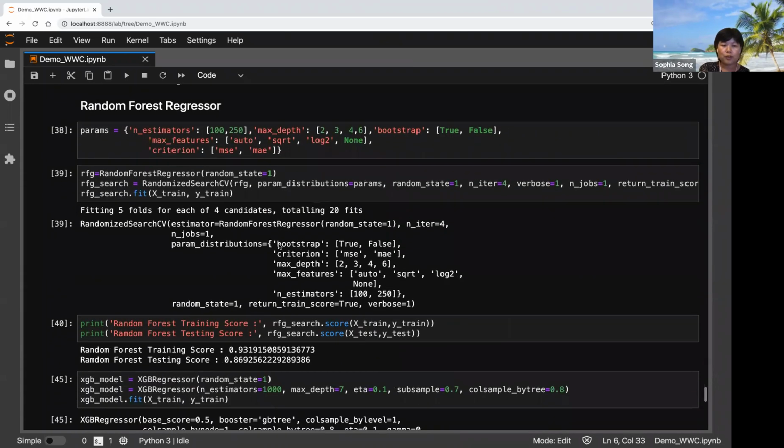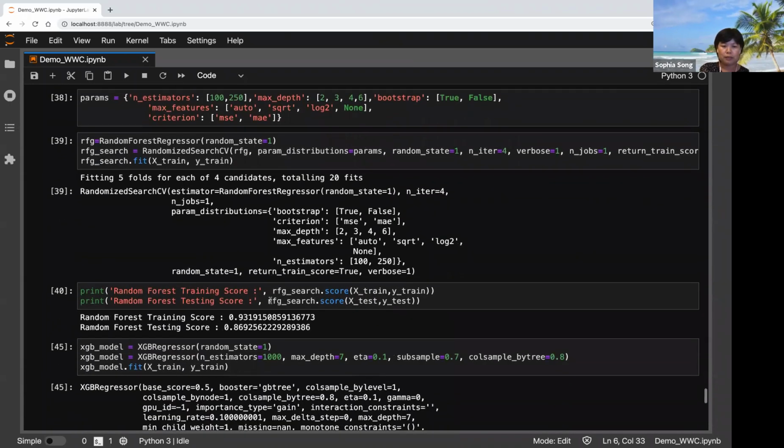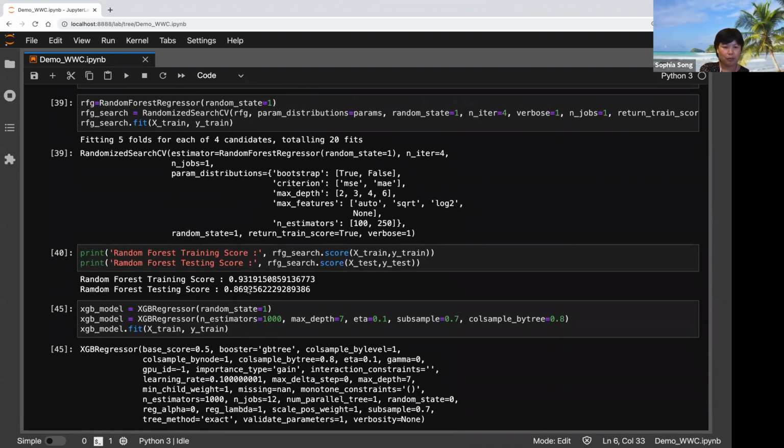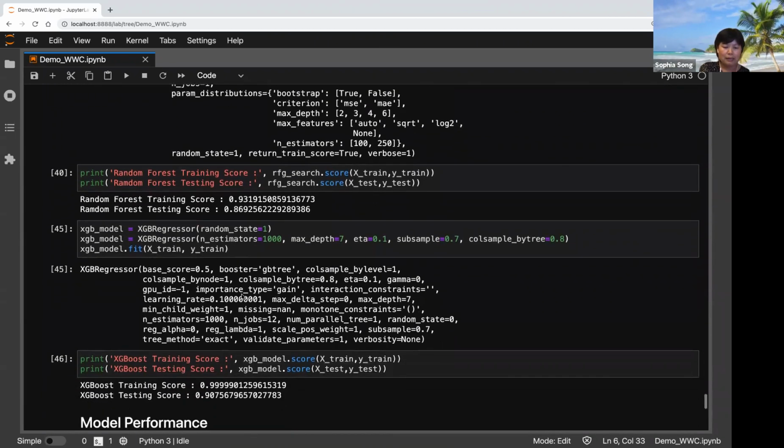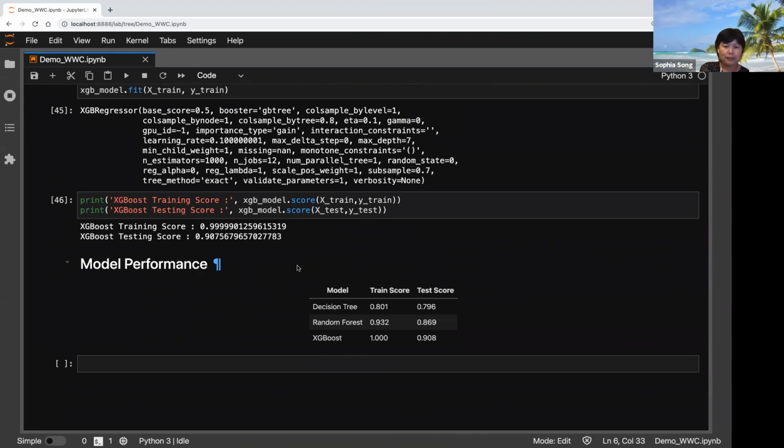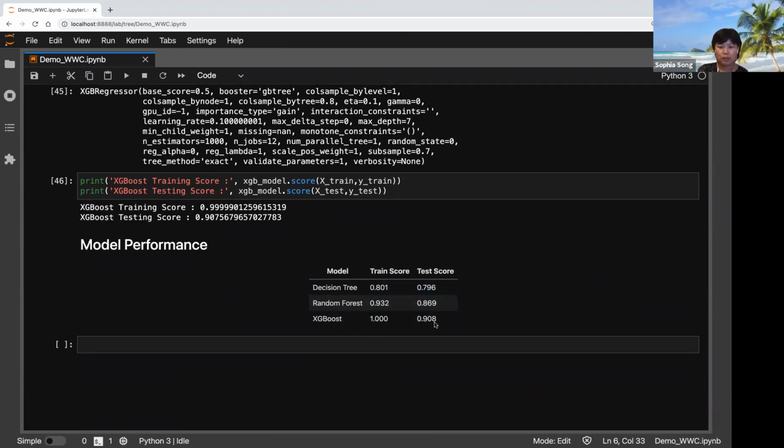For the random forest, I also build this model and get this model performance. XGBoost finally is the same thing. I did all of these and summarized all the model performance. We can see that even for this pretty complicated data, for the regression, the XGBoost performance is still outstanding here, compared to the random forest and decision tree.